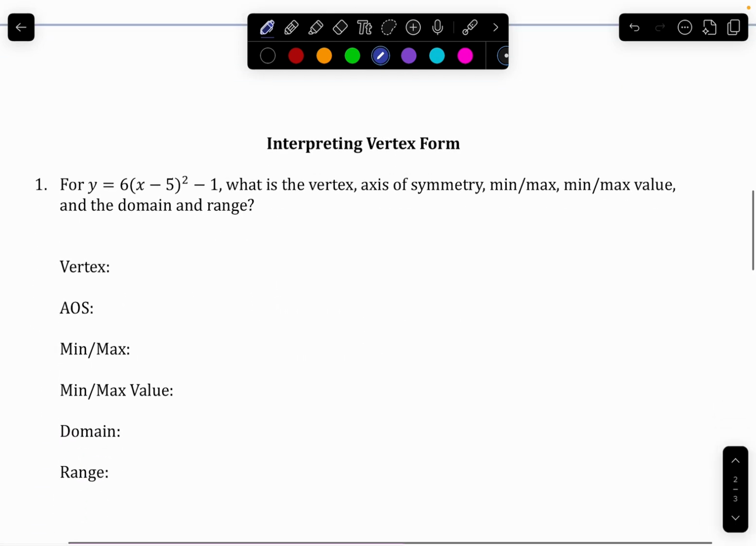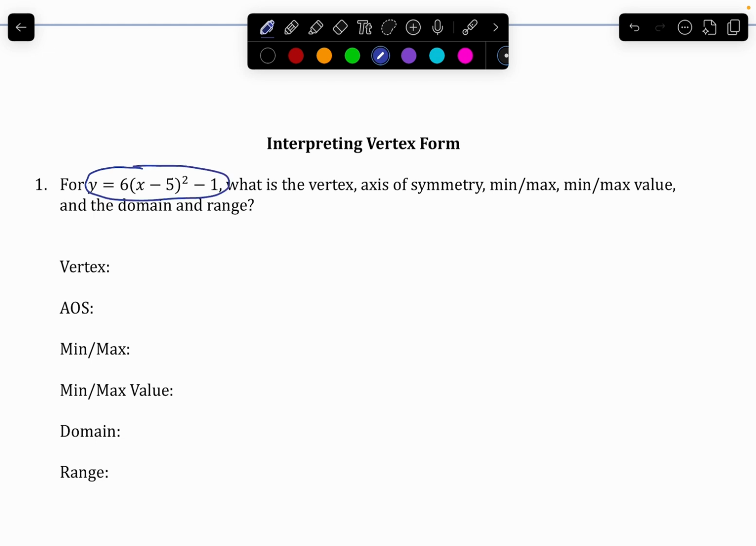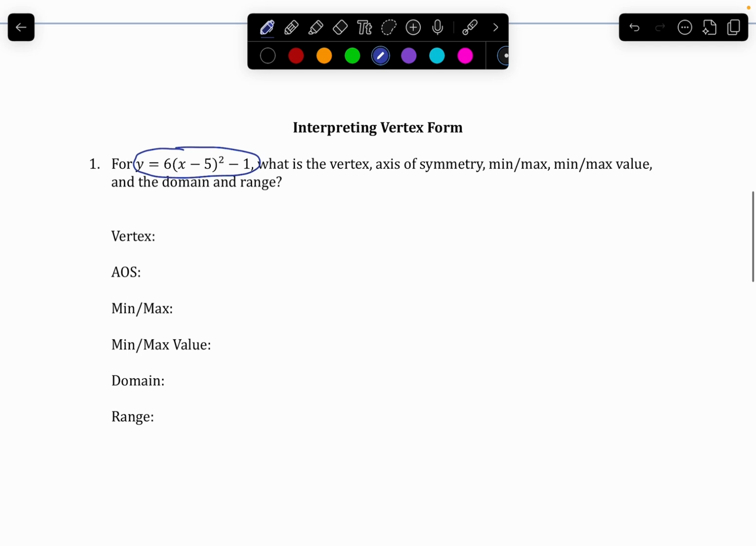All right, so I could give you an equation in vertex form like this, and what we are trying to do is we want to list the vertex, the axis of symmetry, if our graph has a minimum or a maximum. It's going to have one, but whichever one it does, we need to list the min-max value, and then the domain and the range. So what I'm going to do is I'm just going to rewrite my equation over here so I can look at it a little bit bigger.